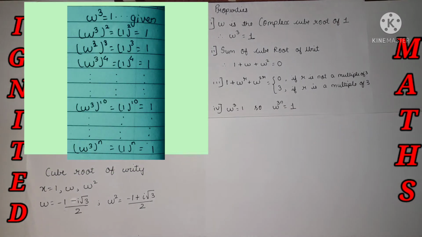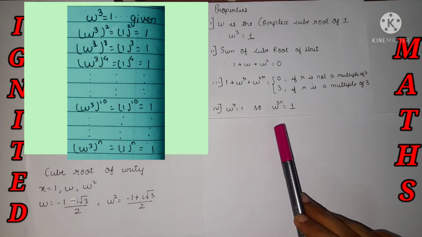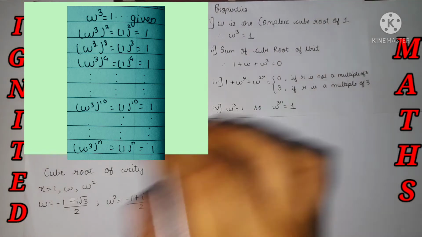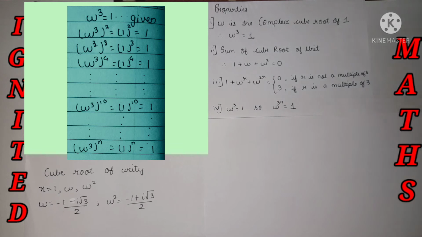Now the next property, yes, the fourth one: omega cube is equal to 1 from the first property. So omega raised to 3n is equal to 1.